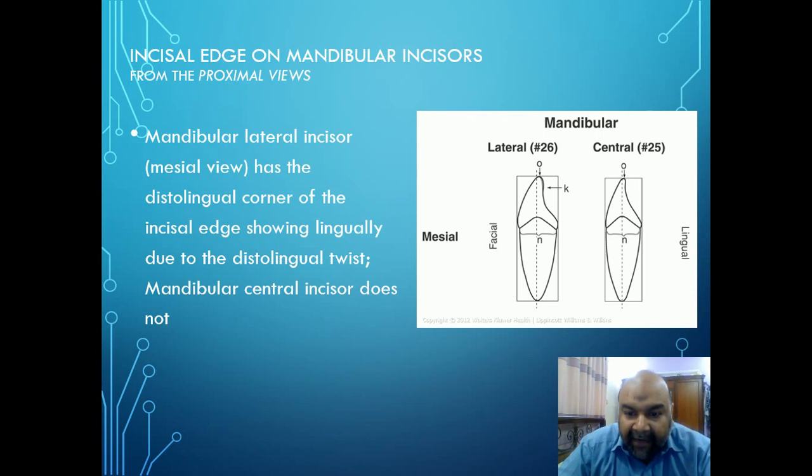Okay, another important distinguishing characteristic of the mandibular lateral incisor is that the incisal edge has a disto-lingual twist. So distally, the incisal edge on the distal side is curved a little bit to the lingual side, while the mandibular central incisor has no disto-incisal or disto-lingual twist. We'll be looking at the disto-lingual twist when we go to the third part of this online session, in the detailed description.